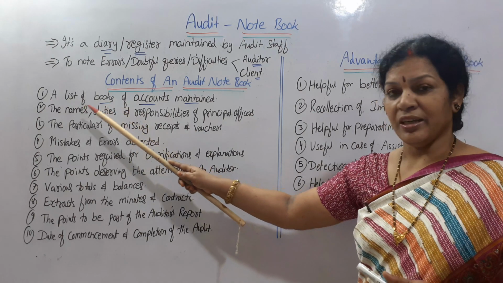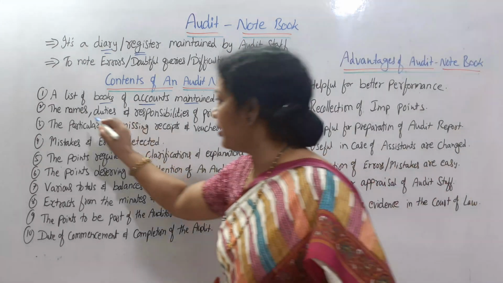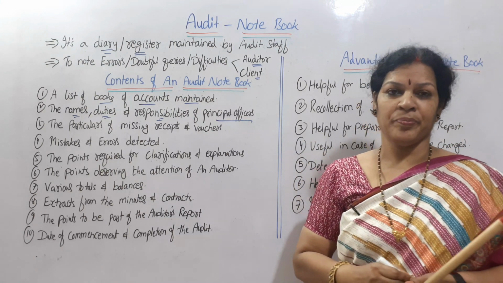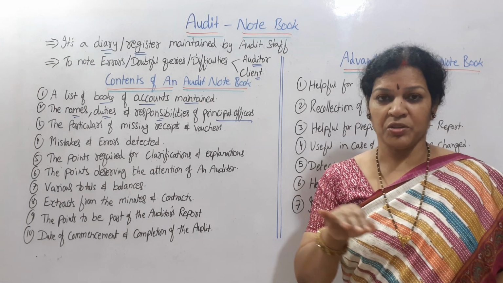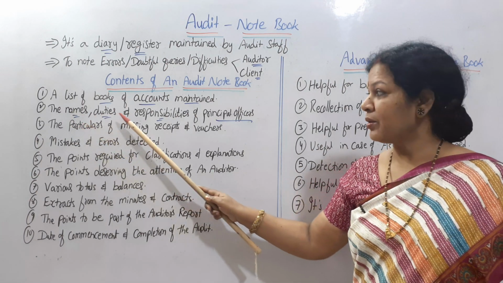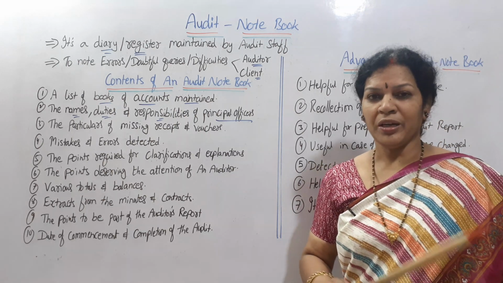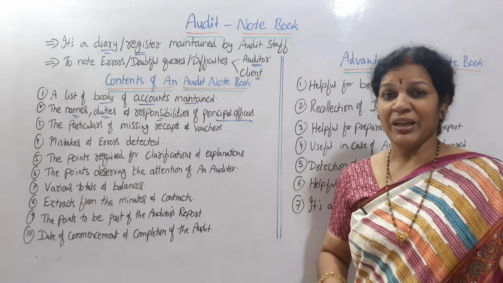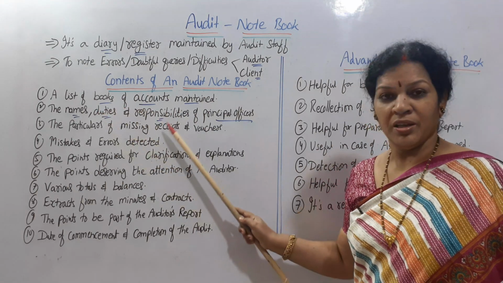They are writing here a list of books of accounts maintained and also the names, duties and responsibilities of principal officers. Who are the principal officers? Principal officers means the responsible main officers, accounts officers. Who are they? List their names, duties and responsibilities. Everything you have to write in the audit notebook on a separate page, so that whenever they get a doubt, they know whom to contact and what their responsibility is, and can ask that particular officer or any other officer. That kind of clarification they can get through this list.